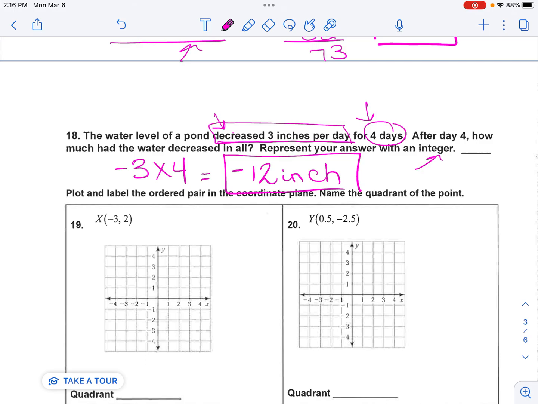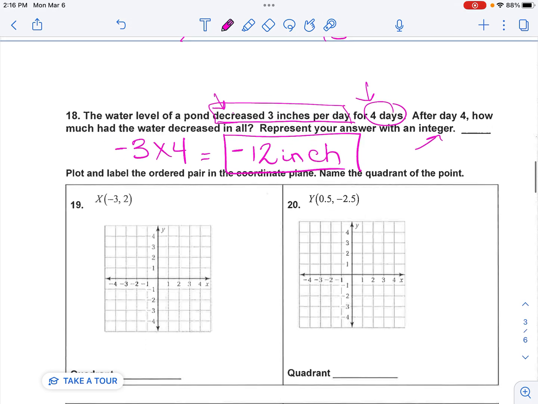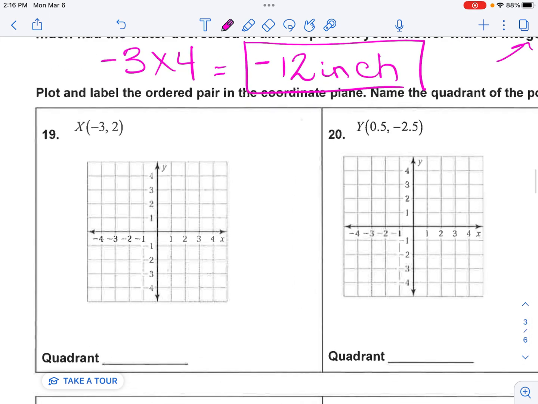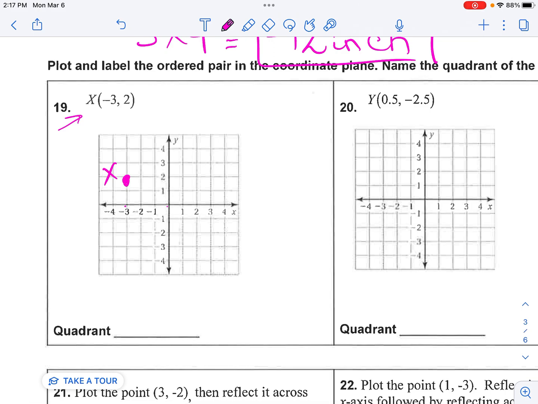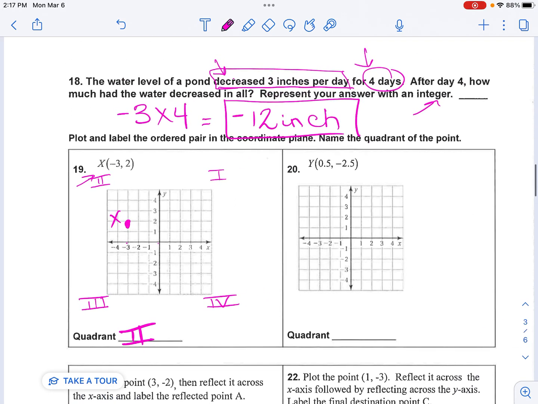For 19 and 20, we are plotting and labeling the ordered pair in the coordinate plane. Name the quadrant of the point. So we're going to label x at -3, +2. -3 means to the left 3, +2 means up 2. This is x. And then we're going to name the quadrant. Remember, this is quadrant 1, quadrant 2, quadrant 3, quadrant 4. I wish for you to use the Roman numerals and do not just write 2. We're going to write it correctly. It is in quadrant II.